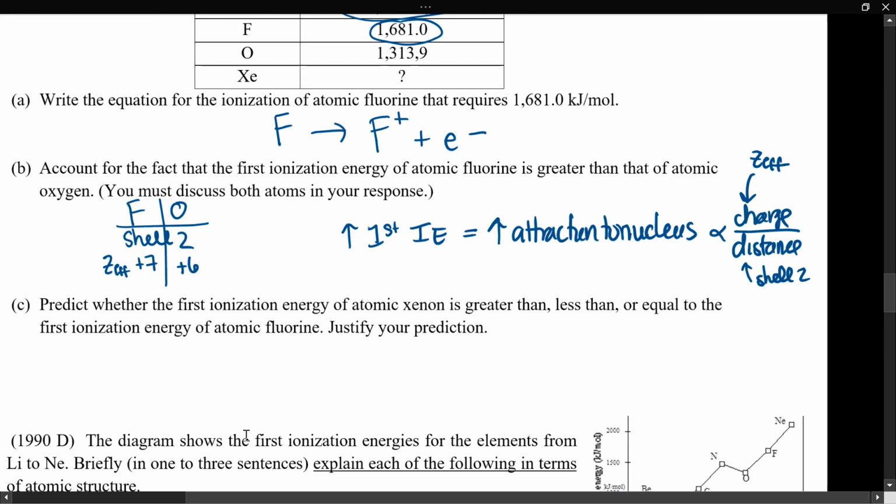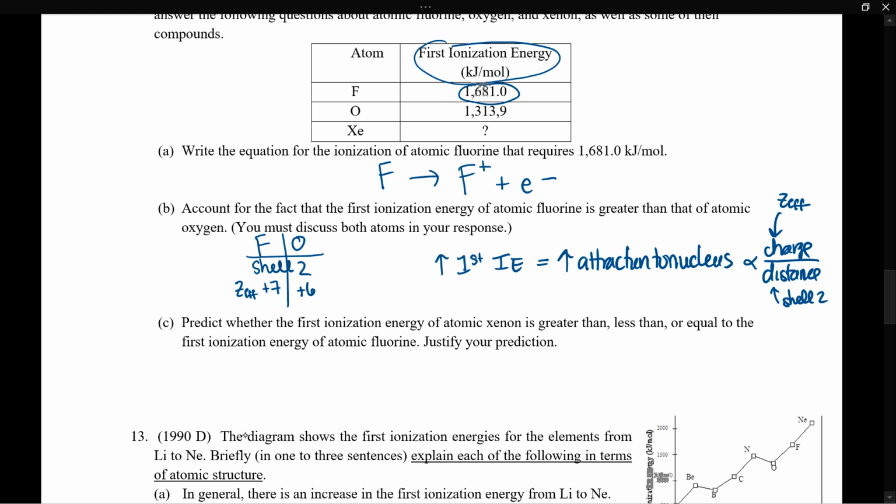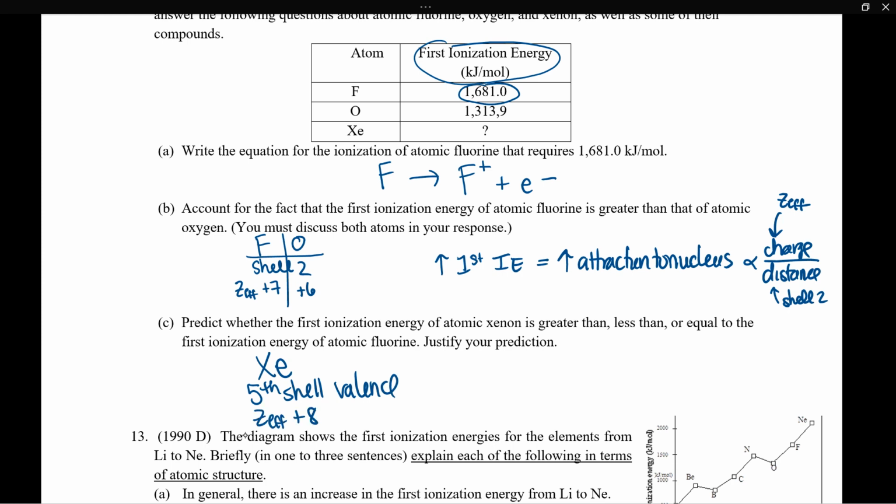And then you want to make a prediction for xenon. If we look at xenon, it is way down in, let's see, 1, 2, 3, 4, 5. It's down in shell 5, so its valence electrons are in the 5th shell. And it has an effective nuclear charge of +8. It's got an effective charge that's greater than fluorine's, but they're pretty close, +7 versus +8. Those are pretty similar numbers. And we see a dramatic difference in the shell location. So its electrons are much further away from the nucleus.